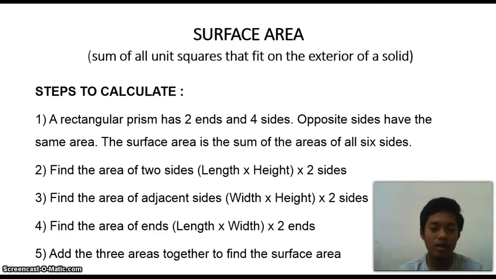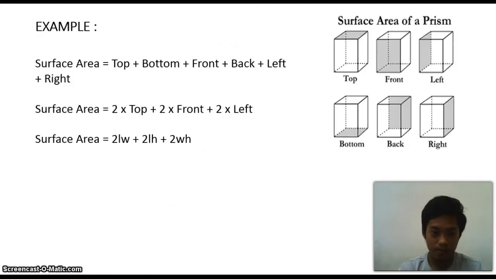Second, find the area of 2 sides: length times height times 2 sides. Third, find the area of the adjacent side: width times height times 2 sides. Fourth, find the area of the ends: length times width times 2 ends. Fifth, and finally, add the 3 areas together to find the surface area.